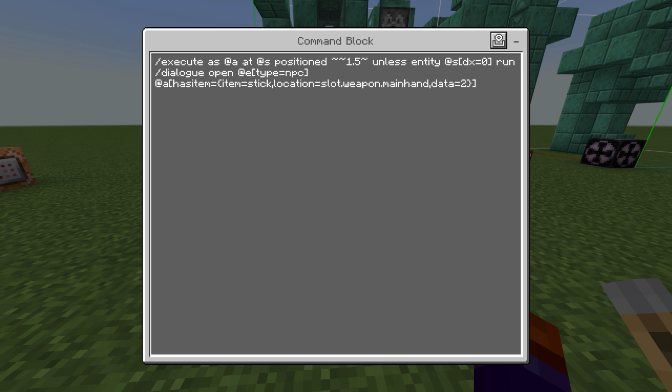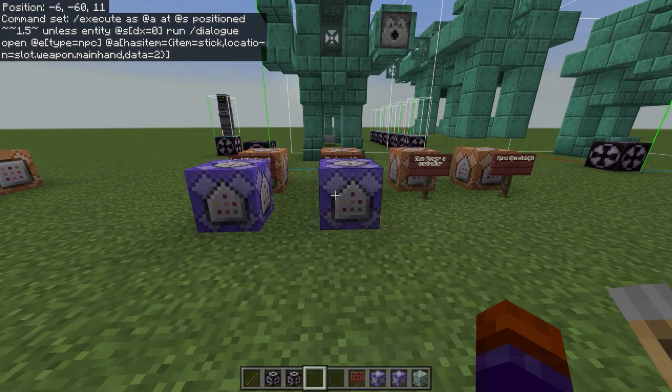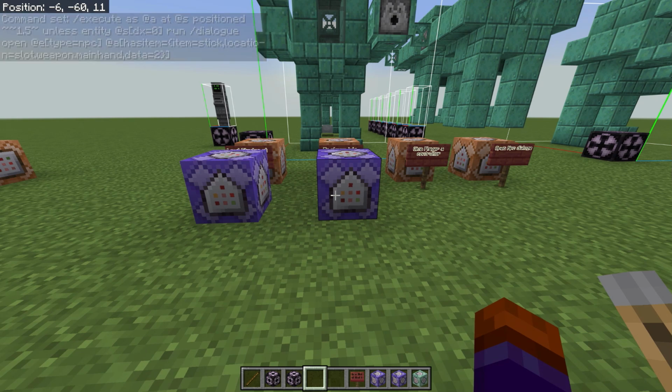So execute as at S positioned 1.5 blocks, so that's crouch detection, and I got this from Guppy Duck's video, but I modified it, so I will leave that in the description if you want to check that out. Unless entity at S dx, so distance x axis, run slash dialog open at E type equals NPC at A has item stick location slot dot weapon dot main hand, and then data of 2, so not anyone that crafts a stick can have.